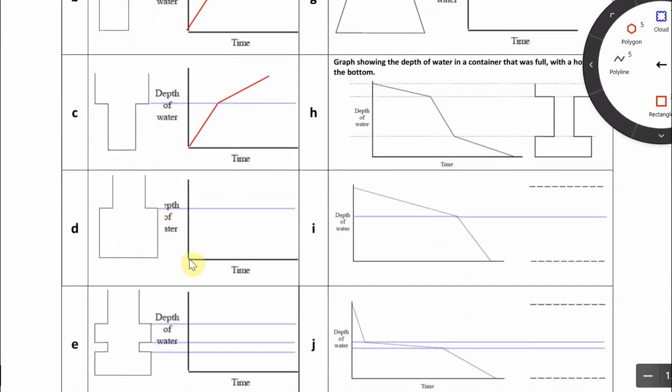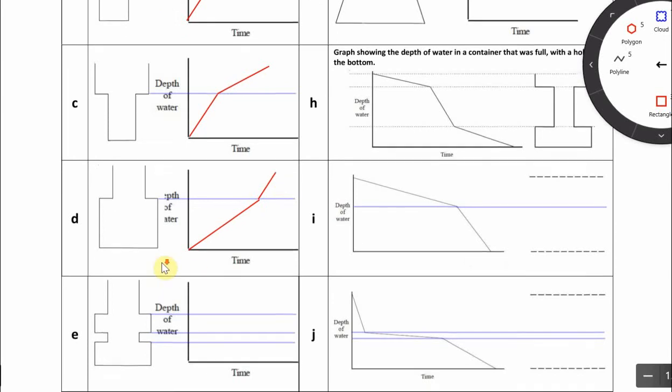D is doing the reverse, so it's going to rise at a slow rate, and then when it reaches this depth, the glass gets thinner and it suddenly goes up much faster.